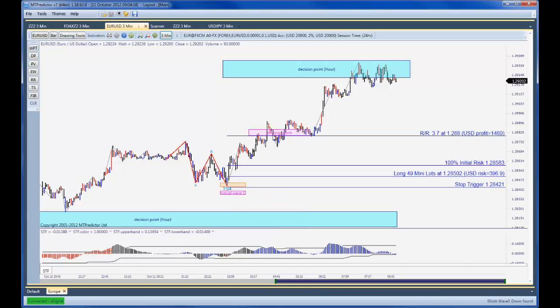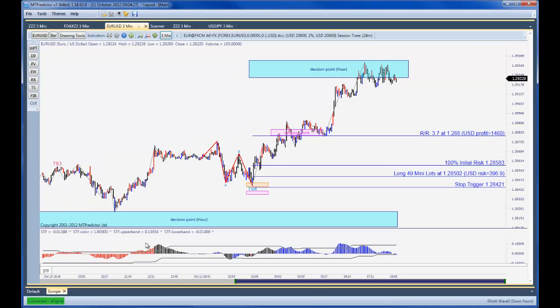rather than coming out at the first target here, because the large degree trend is up, we'd actually anticipate it rallying a little bit further. Now what do we call this kind of trade? Well, I call it the Holy Grail trade setup, because in Elliott wave terms, if we're coming off a major low, which we were right at this hourly decision point support here, the initial move up would be considered wave 1. The initial move down into this low here would be considered a wave 2.